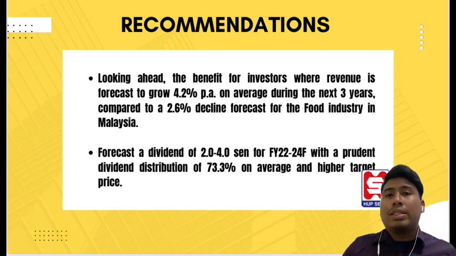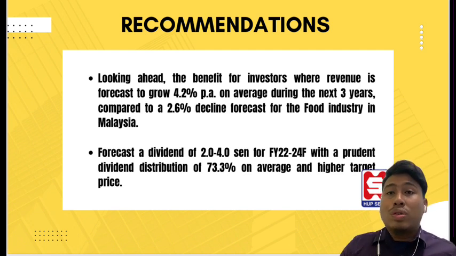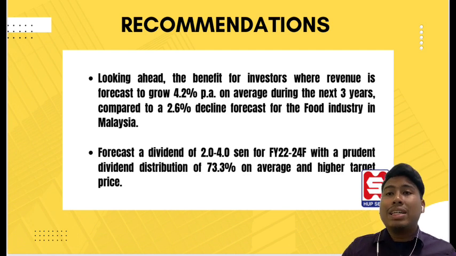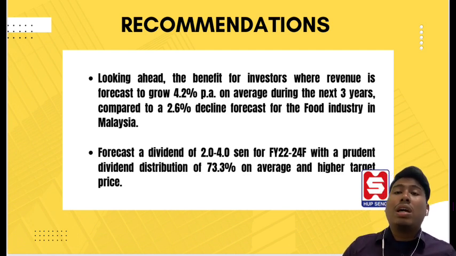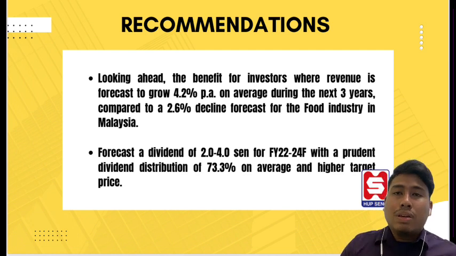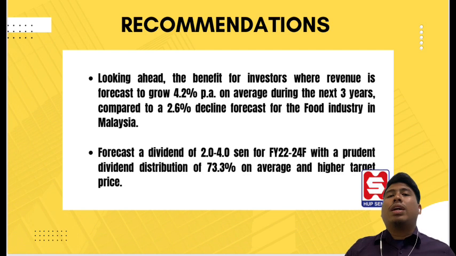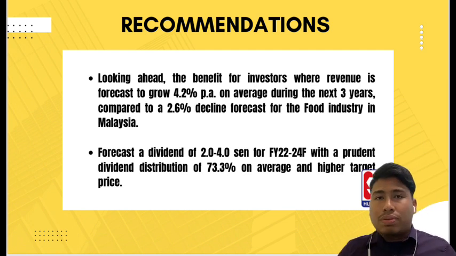The second one is they forecast a dividend of 2.0 until 4.0 cent for financial year 2022 until 2024 forecast, with a prudent dividend distribution of 73.73% on average, and a higher target price in the future.